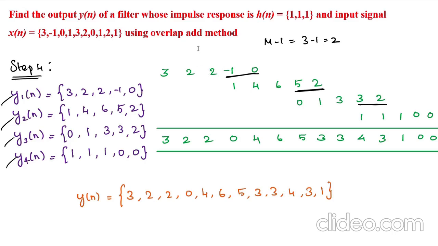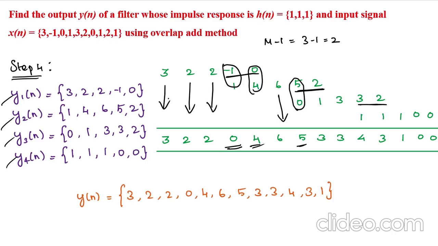So this is overlap. Add. Now we are going to add the terms. This 3 will come as such, this 2 will also come as such, this 2 will also come as such. This minus 1 and plus 1 if we add, we will get 0. This 0 and 4 if we add, we will get 4. This 6 will come as such. This 5 and 0 if we add, we will get 5. This 2 and 1 if we add, we will get 3. This 3 will come as such. This 3 and 1 if we add, we will get 4. This 2 and 1 if we add, we will get 3. This 1 will come as such, this 0 will come as such, and this 0 will come as such.